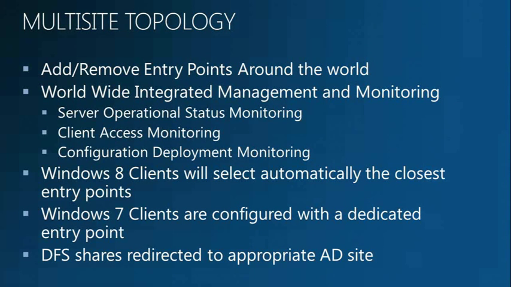Win8 clients automatically select the closest entry points. I'll sort of walk you through how that decision gets made in a second. Win7 clients are configured with a dedicated entry point. And this is sort of to your question you asked earlier about, does Win7 support multi-site? Win7 doesn't support the ability to do dynamic multi-site. What we can do, though, is create multiple group policies and associate Win7 clients to different group policies. So we can do multi-site, but we have a static affinity where the Win7 clients are set more or less statically to a single DA site. There's no ability within the Win7 client today for us to do a true multi-site automatic affinity deployment. And we also have the ability to do DFS share redirection to the right AD site.